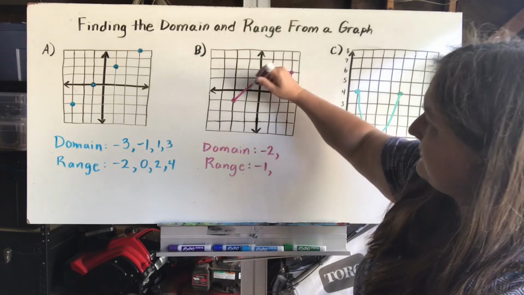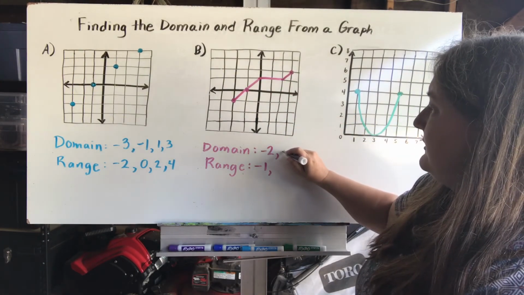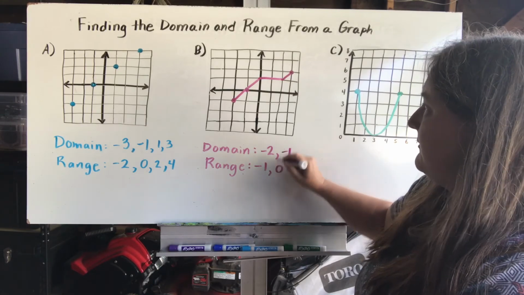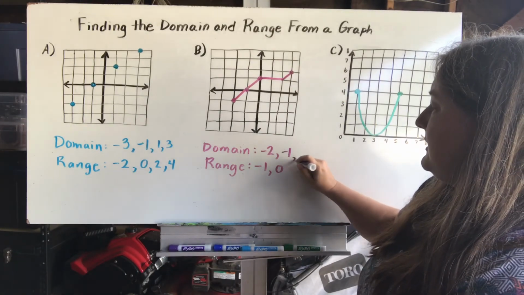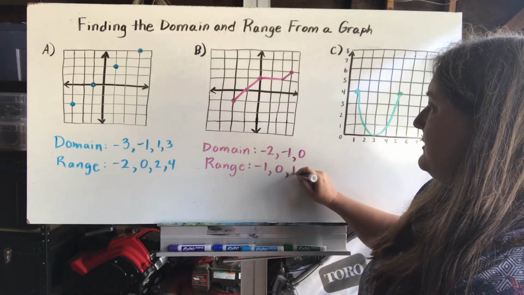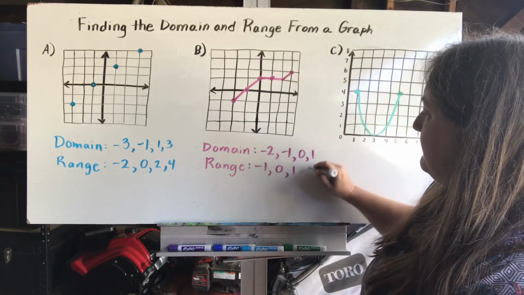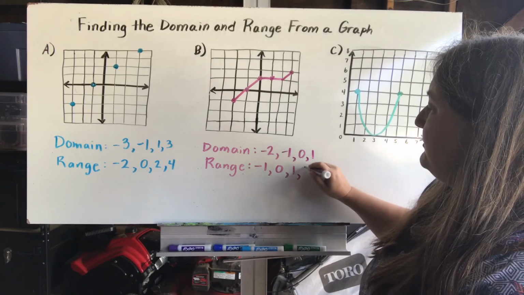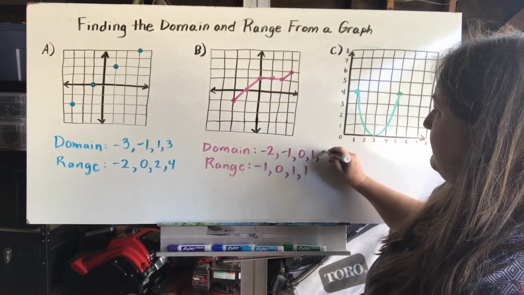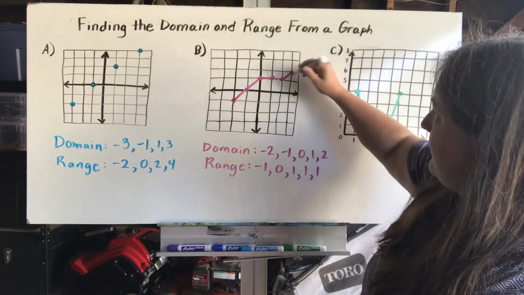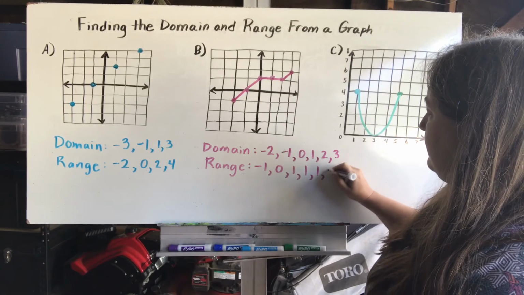So I'm going to follow the line. The next point it goes through is right here. So that would be an input of -1 and output of 0. I'm going to keep following the line. Here's my next point it crosses through. So that would be an input of 0 and output of 1. Right here it goes through. My x value is 1, so that's my input or my domain number. My output is 1. Here's my next point. Input of 2, output of 1 again. And my last point, over 3 and up 2.